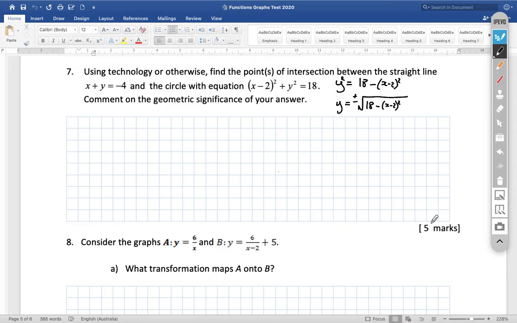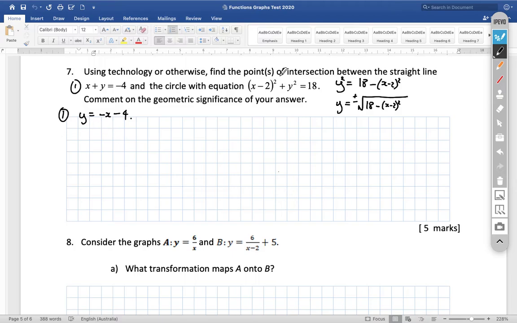it's worth 5 marks. But it's telling you can use technology, so yeah. Normally, if you can use technology, you don't get so many marks, but anyway. I'm going to do it without technology. Find the point of intersection between a straight line. All right, using the straight line, maybe I'll call that equation 1. Equation 1 could be rewritten as y equals minus 4 minus x, or maybe minus x minus 4.